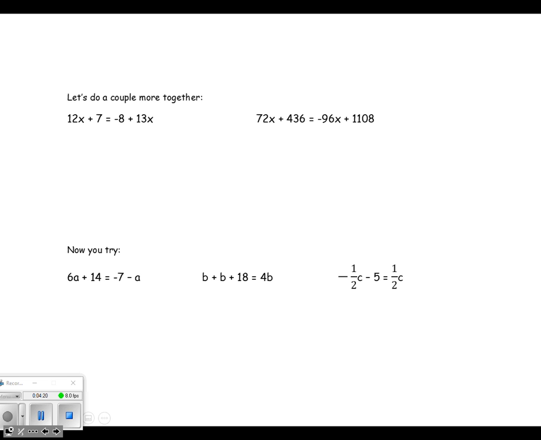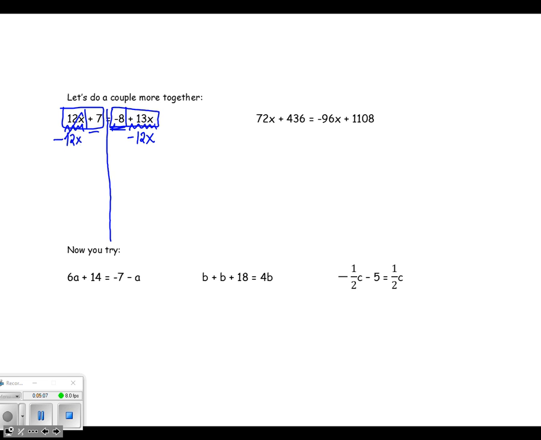Okay, so next we have a couple more that we can do together. So I'm going to draw my line. I'm going to box up my expressions and divide them into terms. Variable term, constant term, oops, this is a constant term, and variable term. I don't have anything on the same side that I can combine. So I'm going to go ahead and decide which variable term I want to eliminate. I have a 12x on the left and a 13x on the right. I'm going to eliminate the 12x by subtracting 12x from both sides.